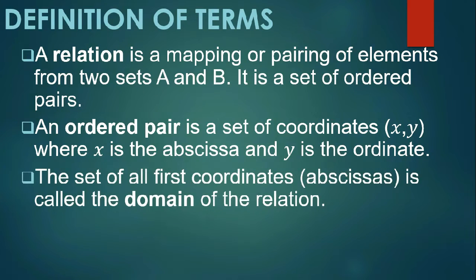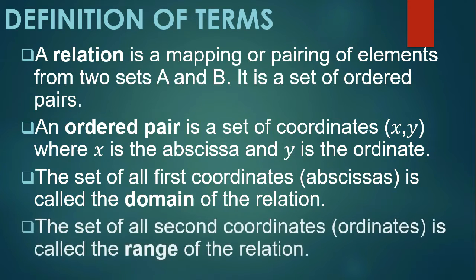The set of all first coordinates or the abscissas is called the domain of the relation. So, yung lahat ng abscissas kapag pinagsama-sama sila, ang tawag doon ay domain. And then the set of all second coordinates or the ordinates is called the range of the relation. So kapag lahat ng second coordinates, lahat ng mga y's ay pinagsama-sama, ang tawag doon ay range.